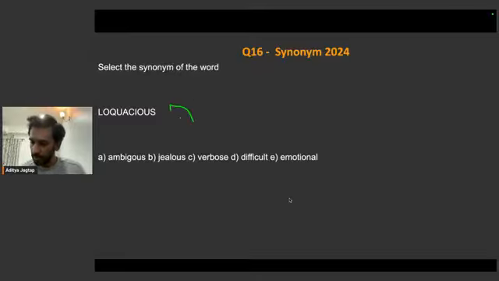So make notes. Ambiguous is to be uncertain, to be confused, not the right answer. Jealous, we know what it means. Difficult doesn't apply. Emotional doesn't apply. Verbose is the right choice for this question. Let's see the next one.